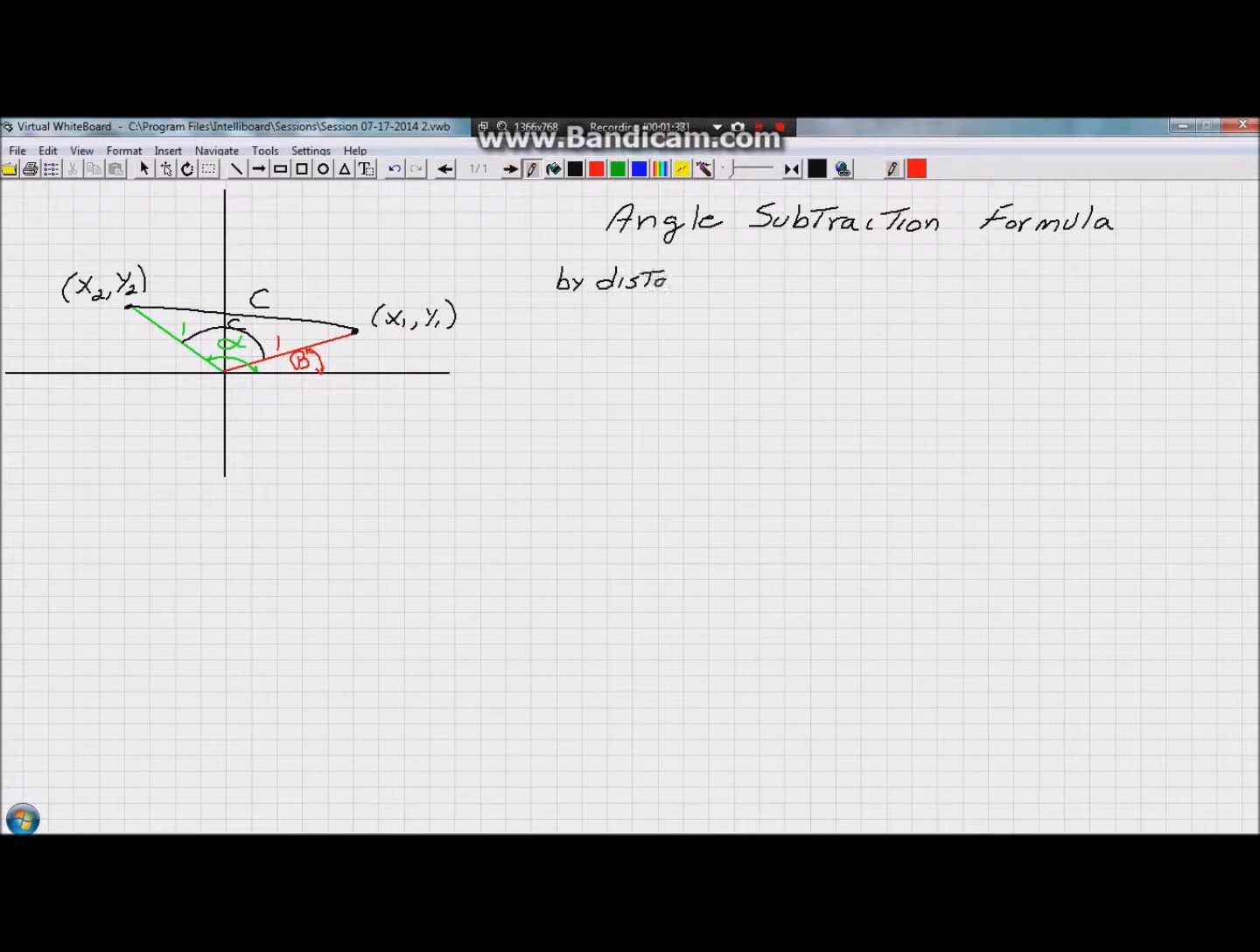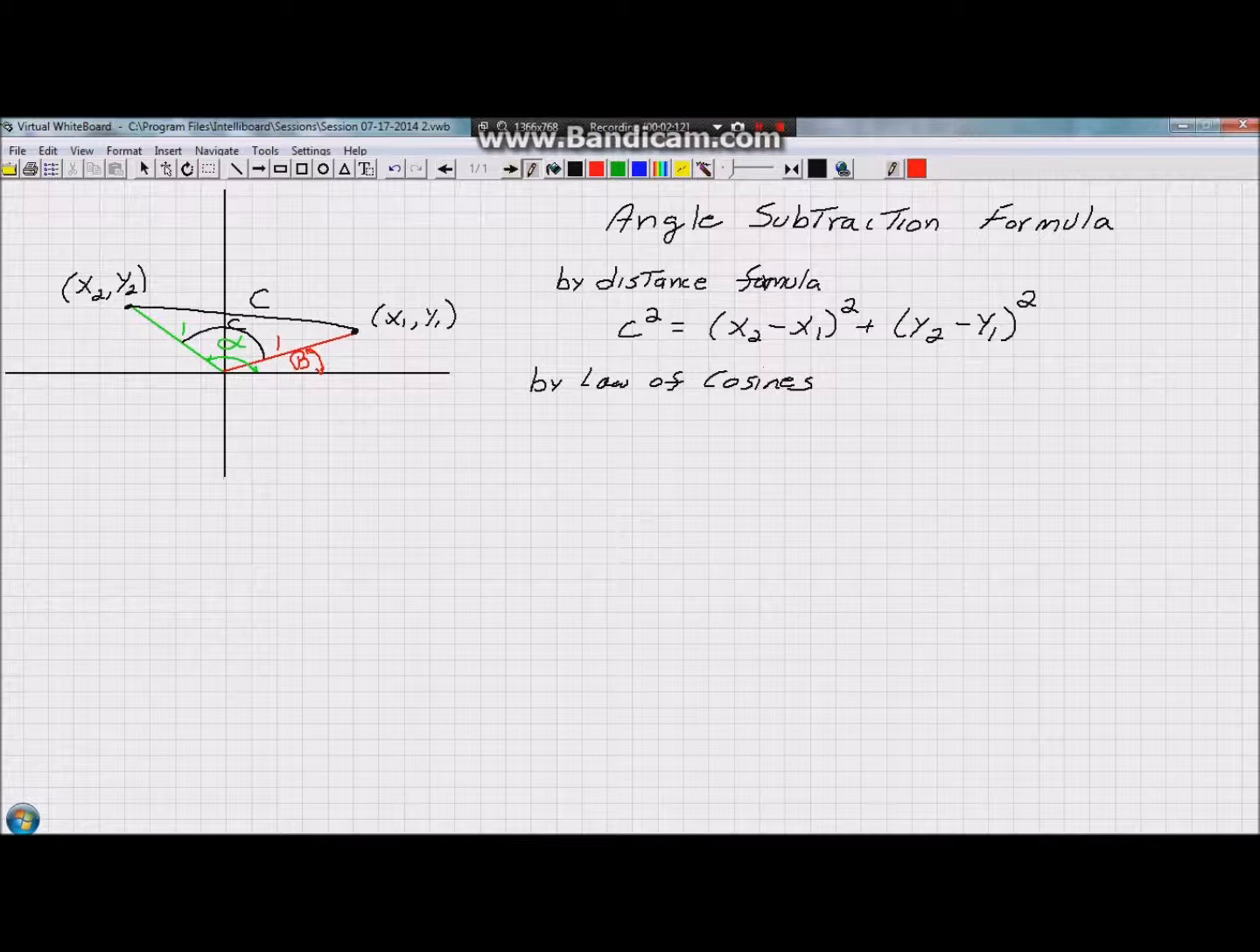The first way I'm going to find it is using the distance formula. Distance formula is just a form of the Pythagorean theorem. So I can say C squared is equal to x sub 2 minus x sub 1 squared plus y sub 2 minus y sub 1 squared.